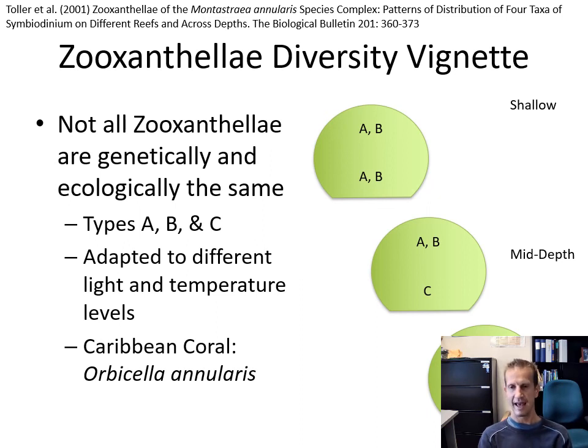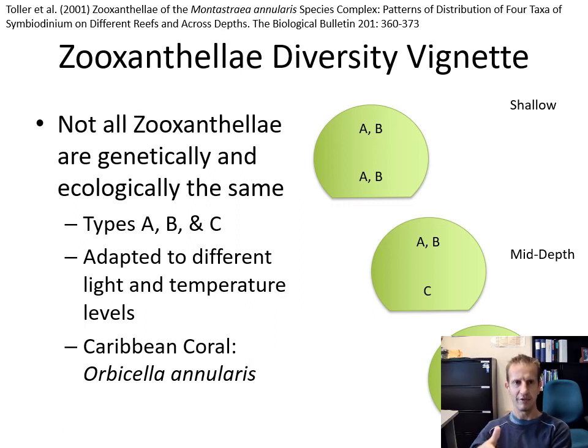Like some have evolved to photosynthesize efficiently in warm conditions with bright light, which might be found in waters near the surface, and others photosynthesize more efficiently in somewhat darker waters that are a little bit cooler, deeper down. And even in one species of coral, like the Caribbean coral Orbicella annularis, I'm not sure what the common name is, but it's this big mound-like coral.